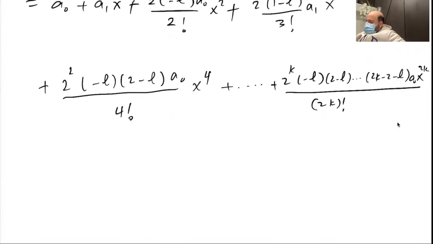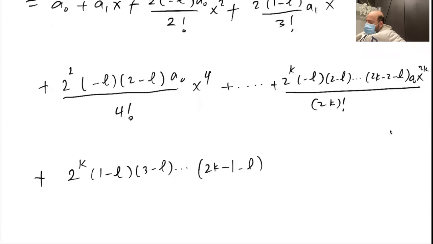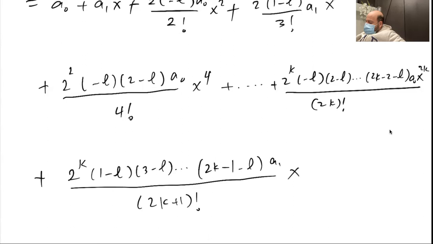And then the next term would be a_{2k+1}, which is the coefficient of x to the power 2k plus 1. So I will have 2 to the power k, minus L, 1 minus L, 3 minus L, all the way to the last odd number before 2k plus 1, which was 2k minus 1, minus L, divided by 2k plus 1 factorial, a1 x to the power 2k plus 1.